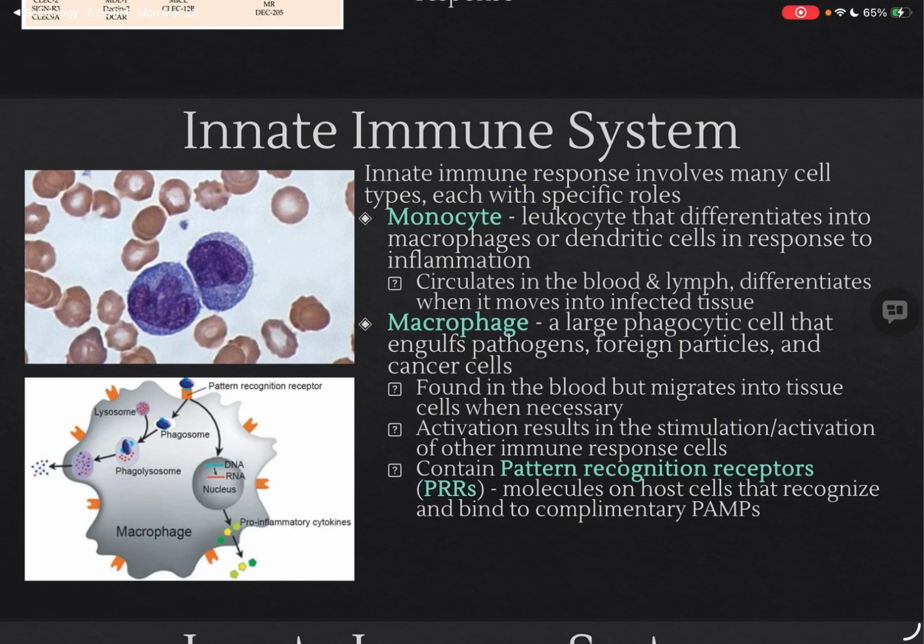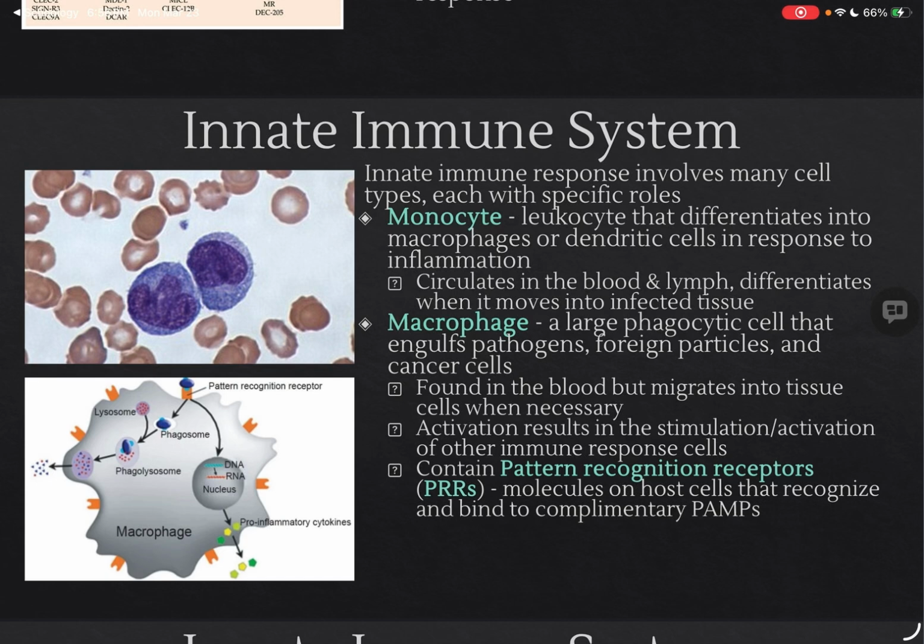On the other side, we have macrophages. These are large phagocytic cells that engulf pathogens, foreign particles, and cancer cells. So remember, phagocytosis is where we're engulfing and killing. They're found in the blood, and they migrate into tissues where they're needed. And the activation results in the stimulation and activation of other immune system responses. So the macrophages get there, and then they send signals to other cells to also come in for backup.